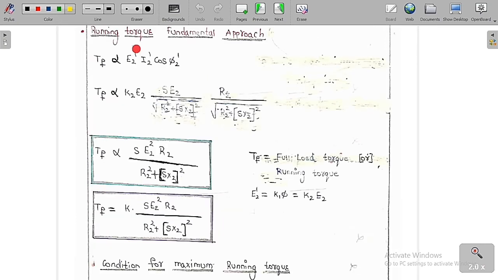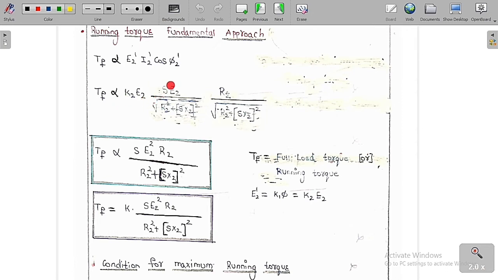So now we will discuss the running torque, the fundamental approach. Running torque fundamental approach we are going to see in a very detailed manner. We can say full load torque, or any torque, or running torque. So running torque is directly proportional to EMF induced in the rotor into current induced in the rotor into cos phi 2 dash. So EMF induced in the rotor is simply directly proportional to K2 into E2.